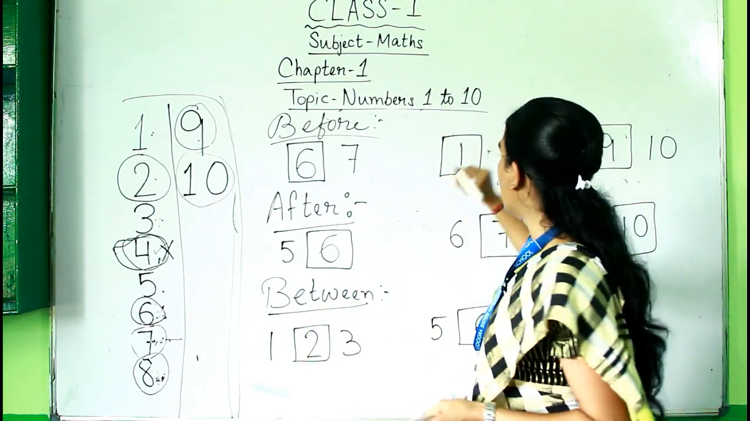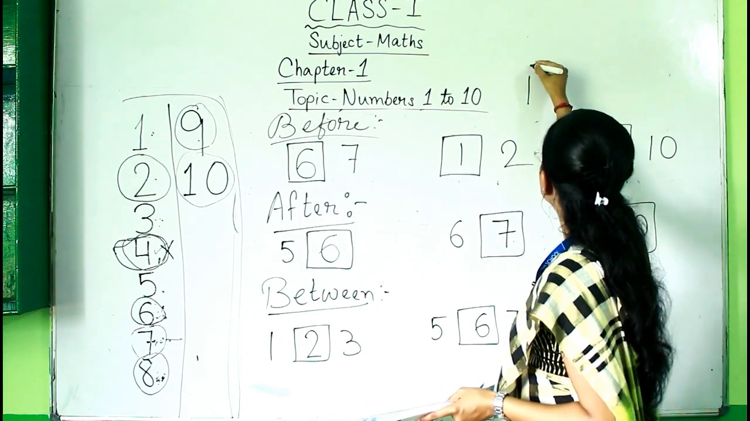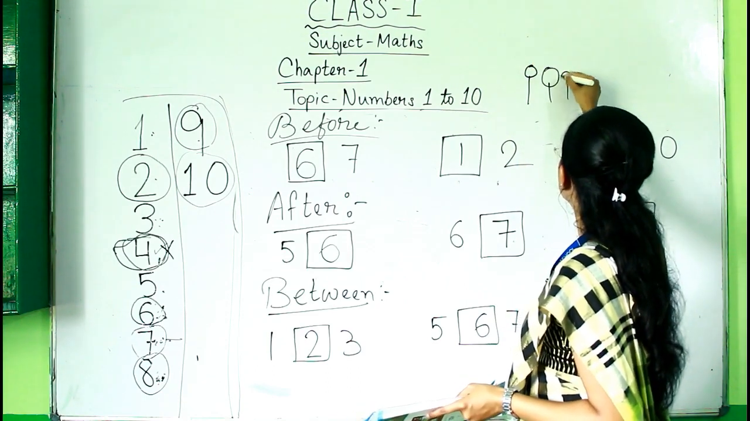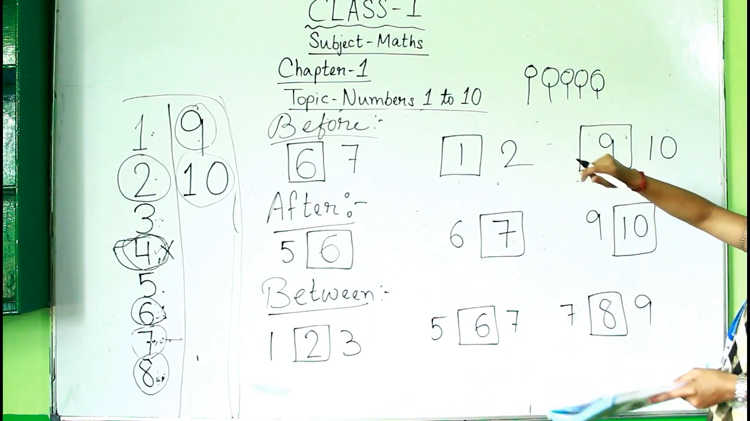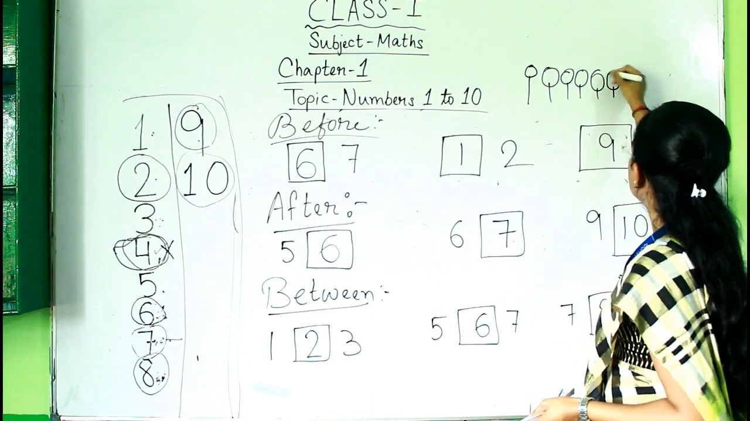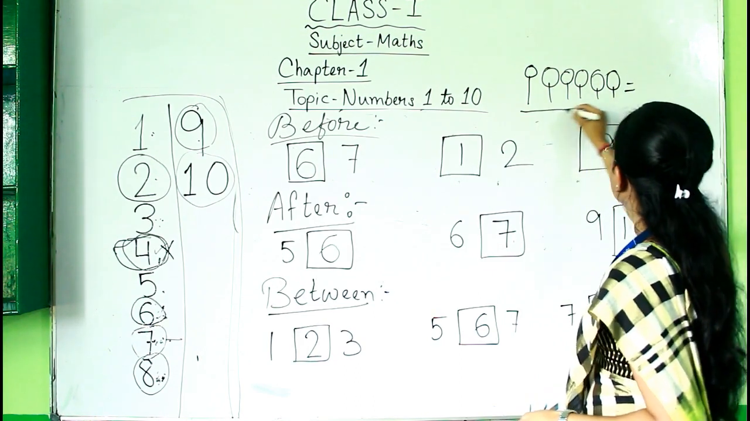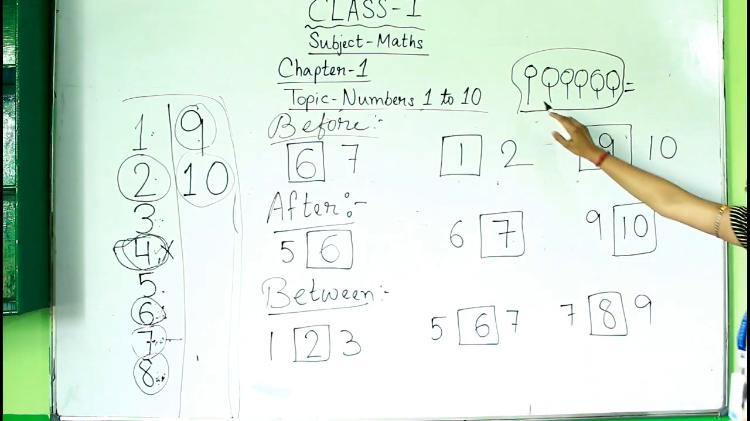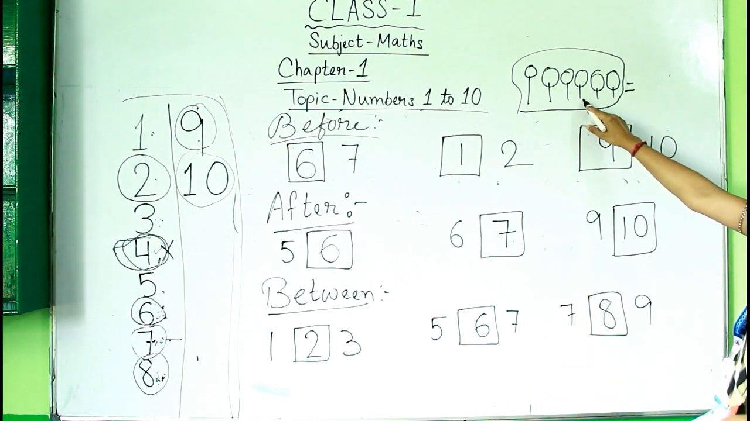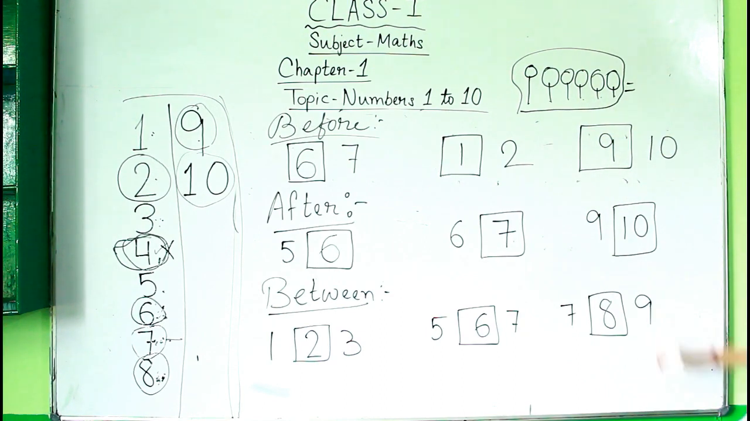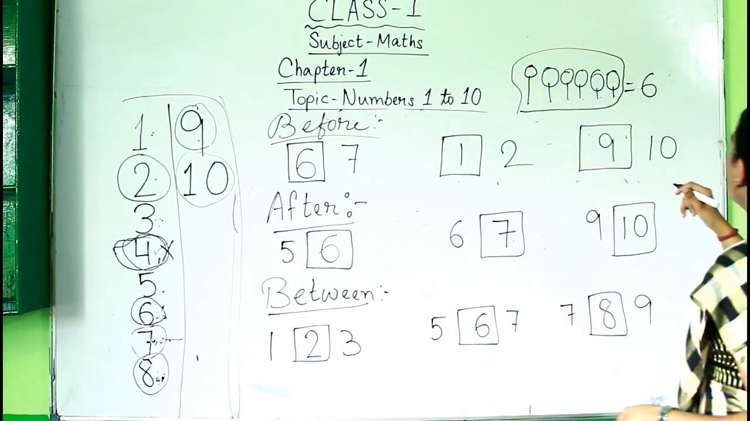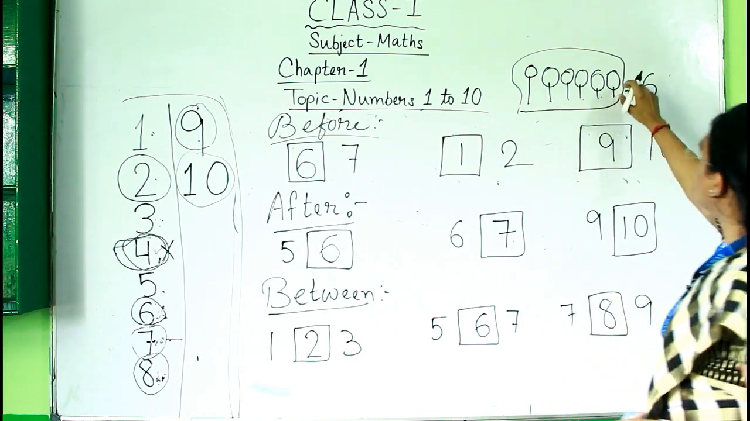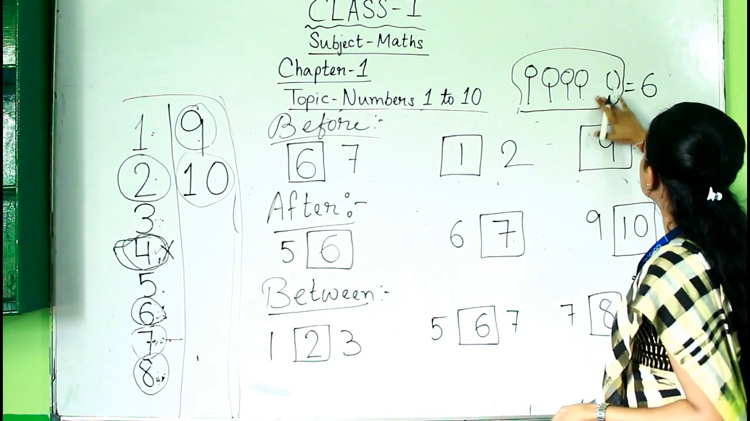One more means if I have 5 chocolates, and you give me another chocolate, then how many chocolates do I have now? 1, 2, 3, 4, 5, 6. So, is it more or less? It is more. Okay. Now, if from this I give you 2 chocolates.